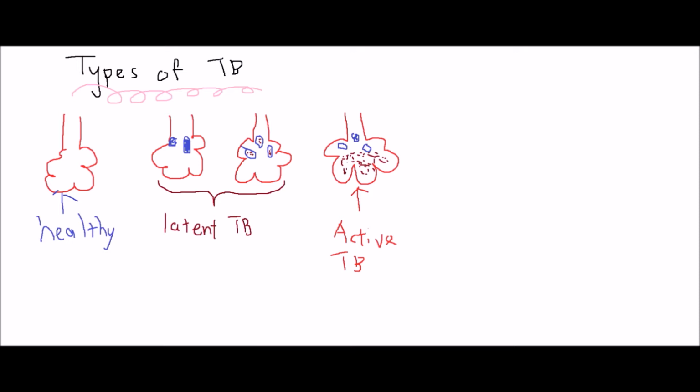Now, how do we differentiate a healthy alveoli and someone with latent TB? It's actually the same thing, but the thing is, the first alveoli has yet to be exposed to tuberculosis bacteria, but however, the middle 2 are exposed to TB bacteria, but they are in a dormant state. Now, for active TB, normally it has symptoms, which we will talk about in the next slide.